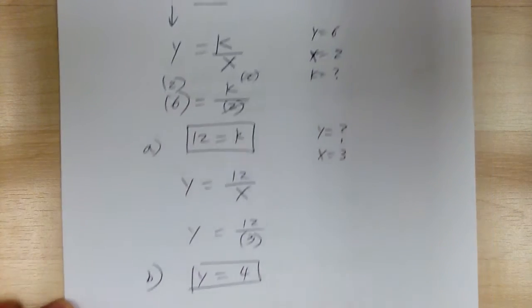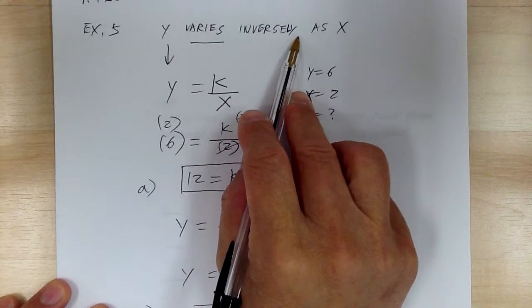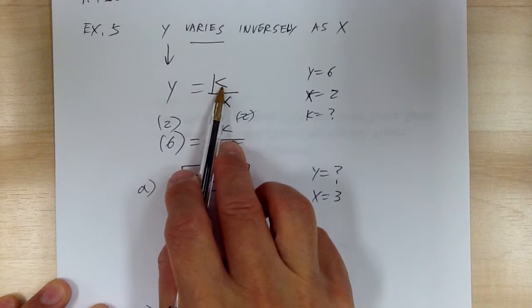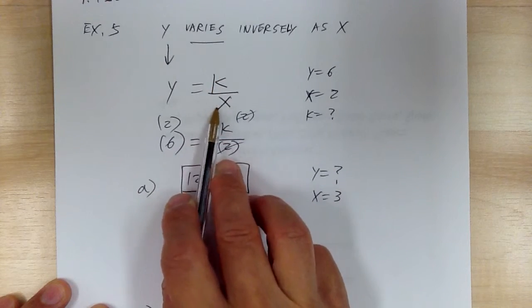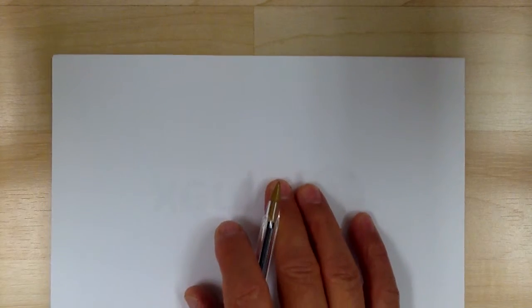So it's the same as the last lesson. The only difference is when you see the word inversely, everything after that goes on the denominator. The k is always on the top. K will never be on the bottom. Okay, so let's go over more examples. Let's go to example 6.